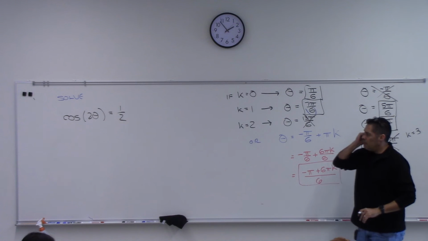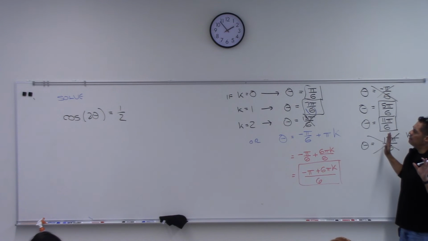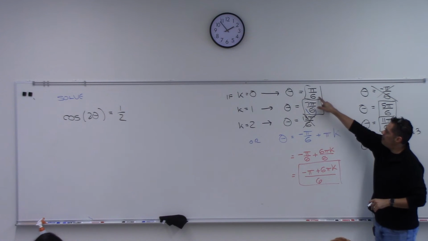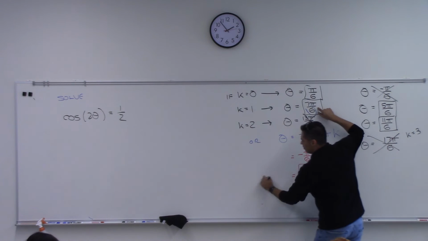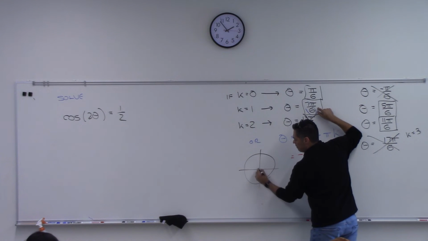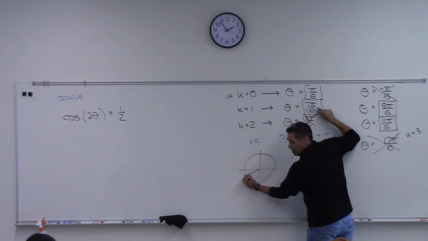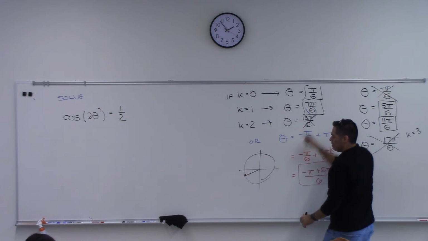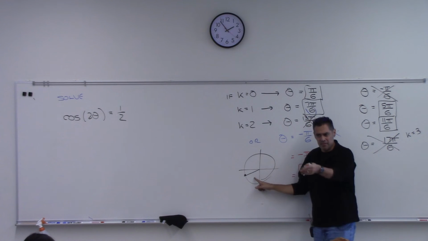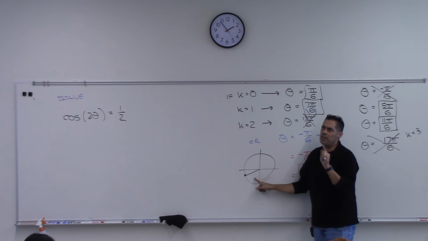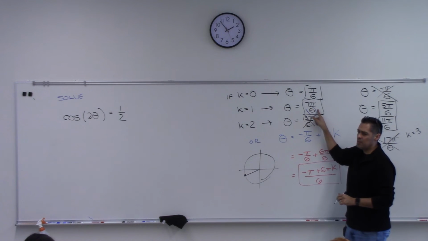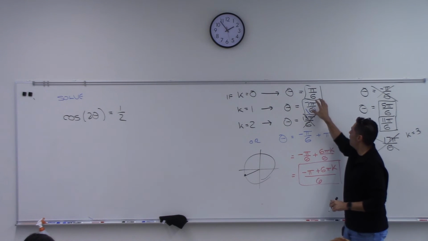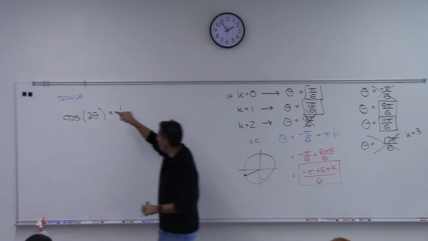Maximus is saying, well, wait a minute, hold on. Our answers, 7 pi over 6 on my unit circle is like over here, right? So the cosine of that's not a half. Well, the thing is, we're not plugging in 7 pi over 6 into cosine. We're doubling that, right? We're taking 7 pi over 6 and putting it right here.